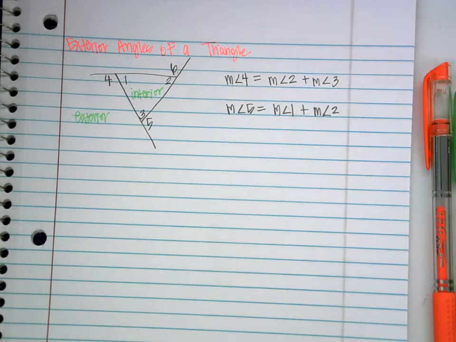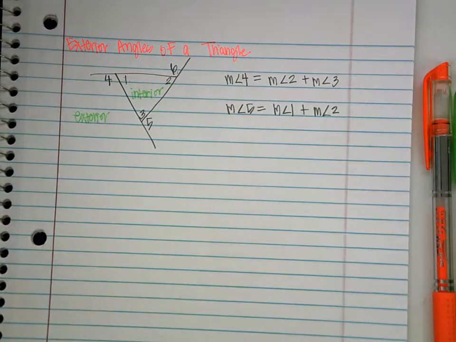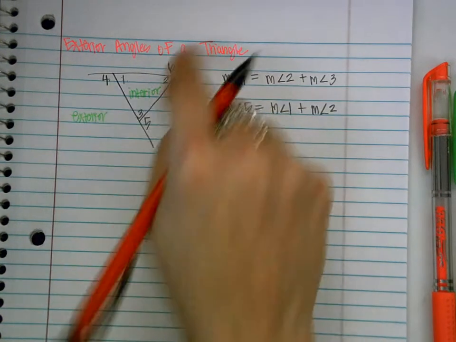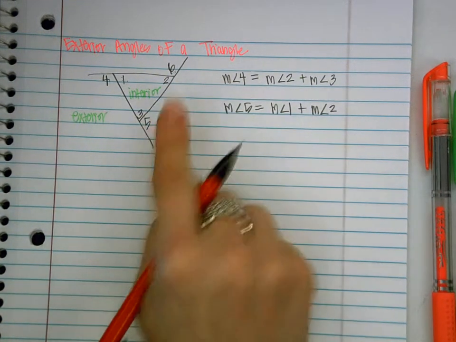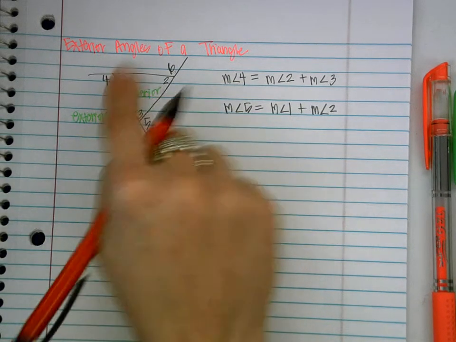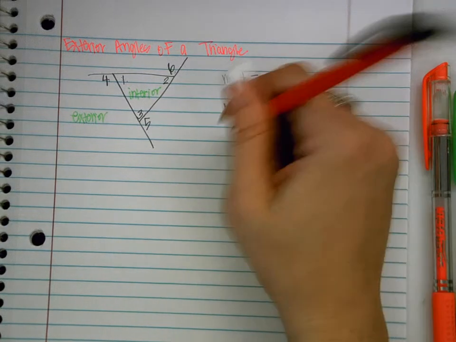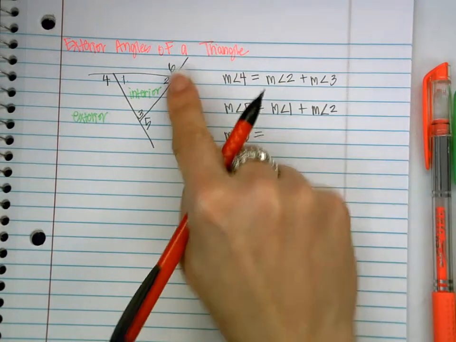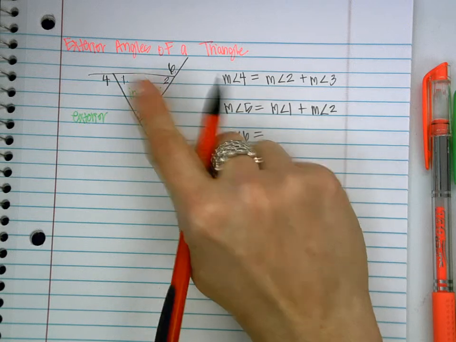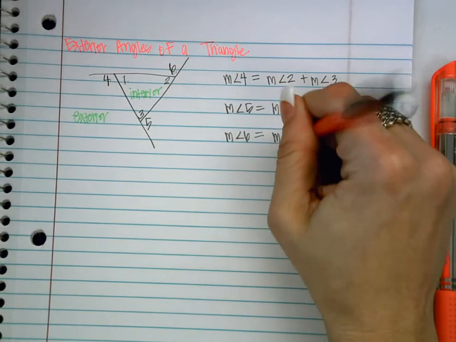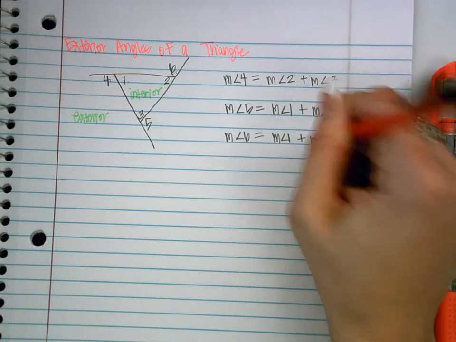You are going to have to memorize this. Don't worry about these numbers necessarily, but just understand that an exterior angle, so an outside angle, is equal to not the one next to it, but the other 2 added together. And then finally, measure of angle 6 would be equal to which 2? 1 and 3. Measure of angle 1 plus measure of angle 3.